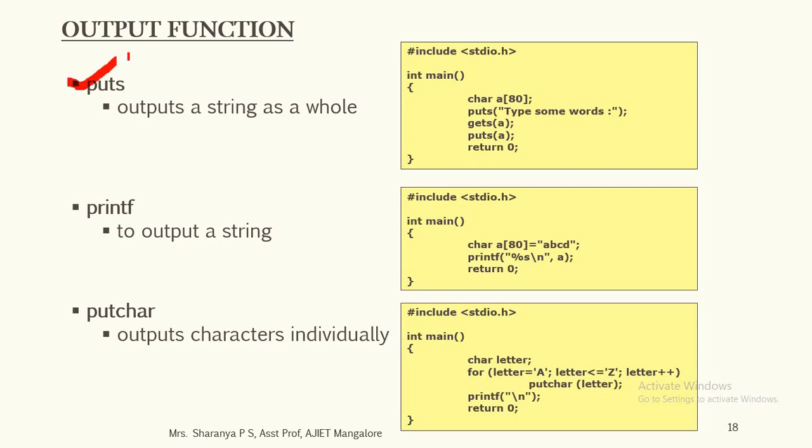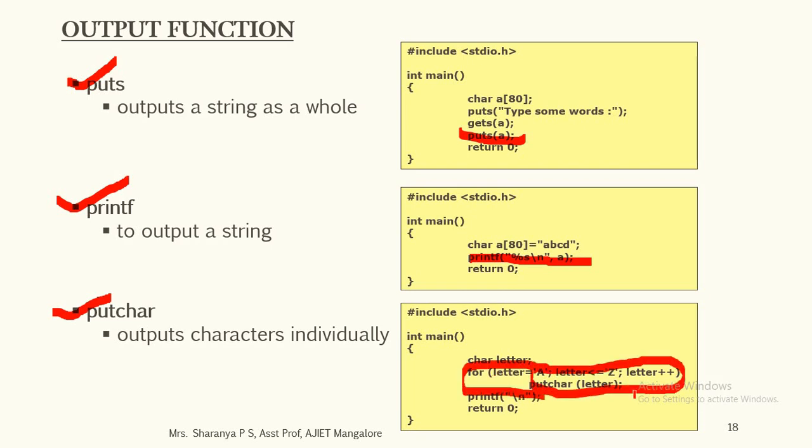Next, if we are displaying this data back onto the output, we have the output functions printf, which we have already seen with the example, and puts, where we just pass the string name. And one more: if we want to put a single character onto the output, we can use the function putchar. Here we have used a for loop to process a set of characters, and the putchar function displays one character at a time.